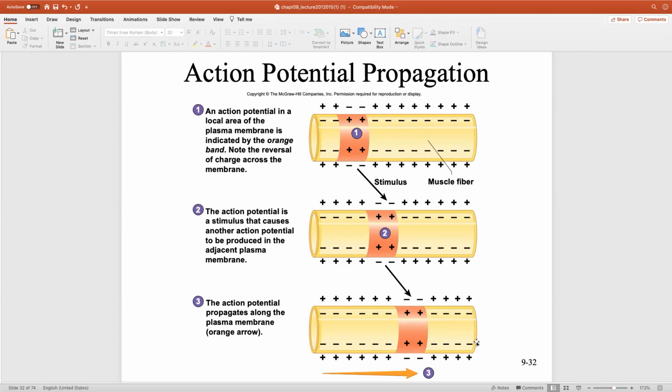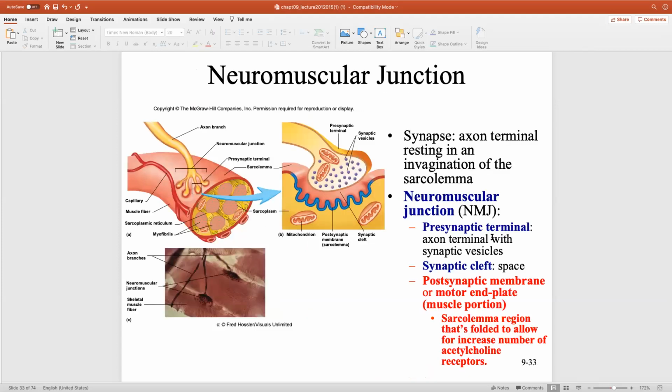Eventually, the action potential spreads into the transverse tubule, and that triggers calcium release. Now, the big thing here is understanding that the sole purpose of the action potential is to signal the release of calcium from the sarcoplasmic reticulum. That's the sole purpose of the action potential: to signal the sarcoplasmic reticulum to release calcium. I will end right here.